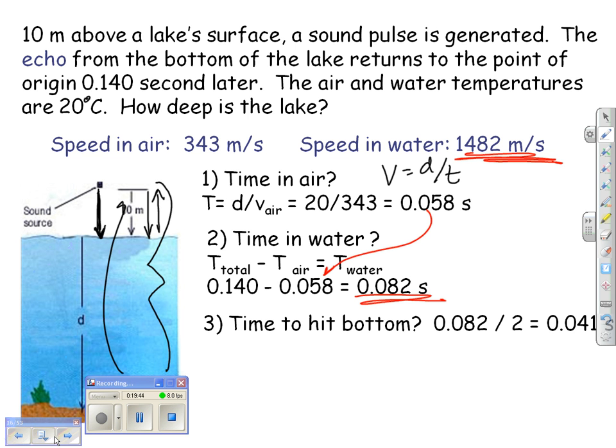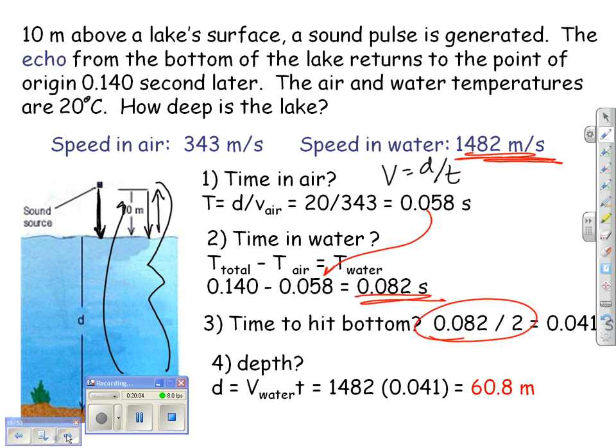So you can do this part right here. The time it took to hit the bottom, I divided that by 2. Why did I divide it by 2? Because it went down and it went back up. You can do that at the beginning or at the end. This piece doesn't have to be done now. It could be done at the end.